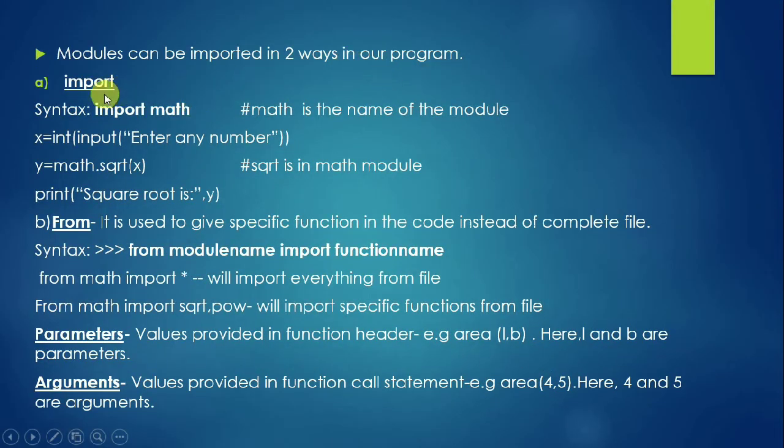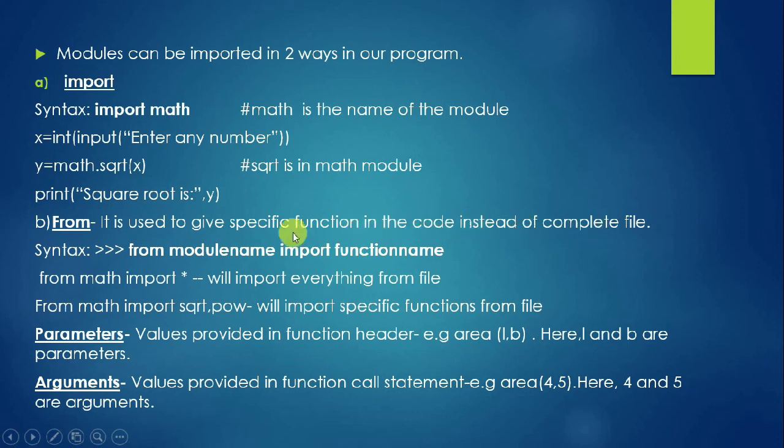Now, modules in our program can be imported in two ways. The first is the import function, and the syntax is the keyword import and then the name of the module. Here, math is the name of the module, and then we have x equals int input, enter any number. So here x is a variable which stores a number of integer type, and y is a variable which stores the square root of the number x. Square root is a function which we have taken from the math module. That is why we have written here math dot sqrt and in parentheses x. Then we have printed the value of the variable y.